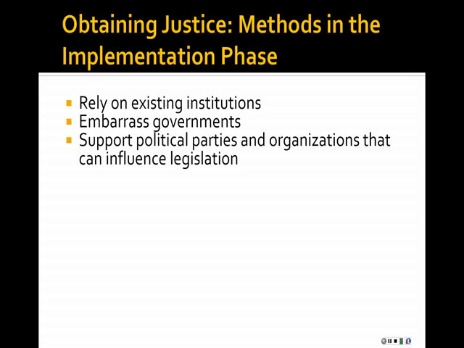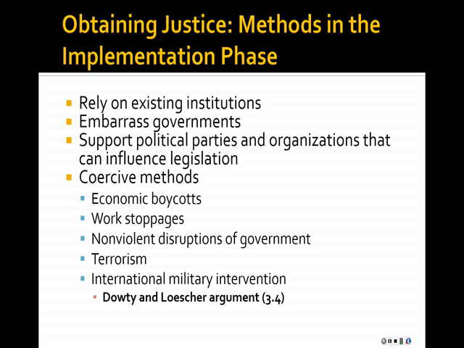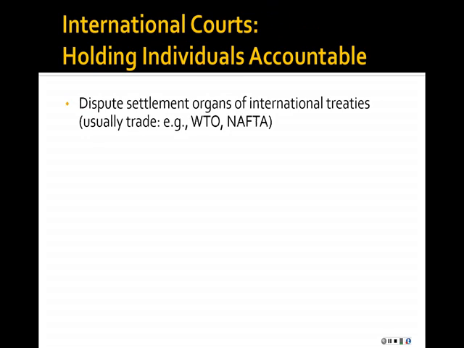There's also a whole host of coercive methods that can be used by states to try and change the behavior of others. Economic boycotts like those that were used against South Africa, for example, to try to end apartheid. Work stoppages, nonviolent disruptions of government. Some people will resort to terrorism to try and change government's tactics. And then we have the idea of militarily intervening in a country on the basis of human rights. And this is what the Dowdy and Loescher argument is in Article 3.4, and we'll come back to that a little bit later. Okay. Well, let's talk about some of these international courts.